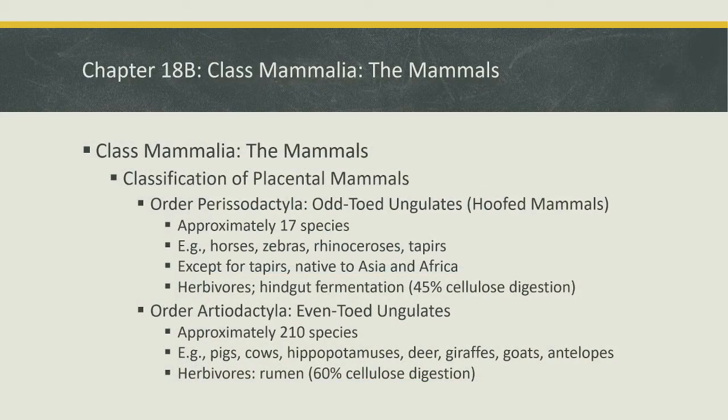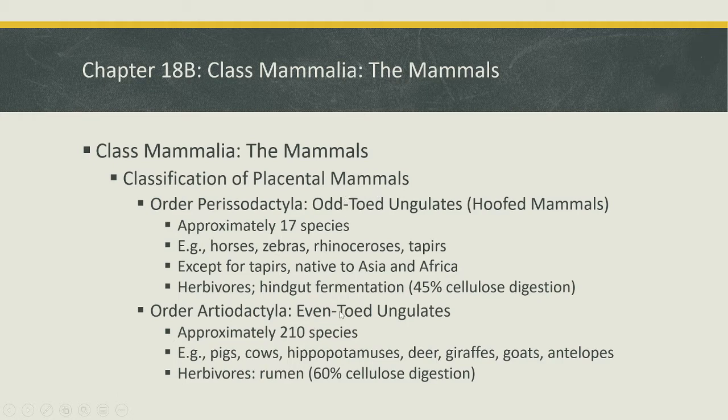First of all, we're here looking at order Perissodactyla, also known as the odd-toed ungulates. The ungulates, roughly speaking, are the hoofed mammals. So these are the animals that have hooves. And the hoof is basically kind of like a modified toenail that is at the tip of one of its toes. And this gets into the odd-toed versus the even-toed.